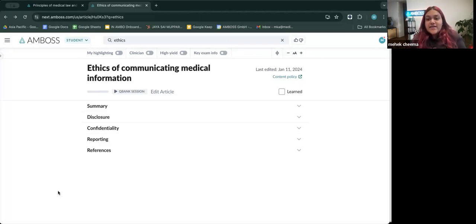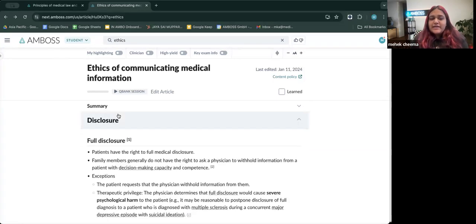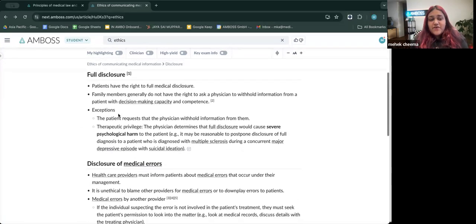So where else will they understand what's happening to them? You are their source of information, right? So what do we know about ethics of communicating medical information? First thing is full disclosure. That means that the patients have a right to medical disclosure, full medical disclosure.